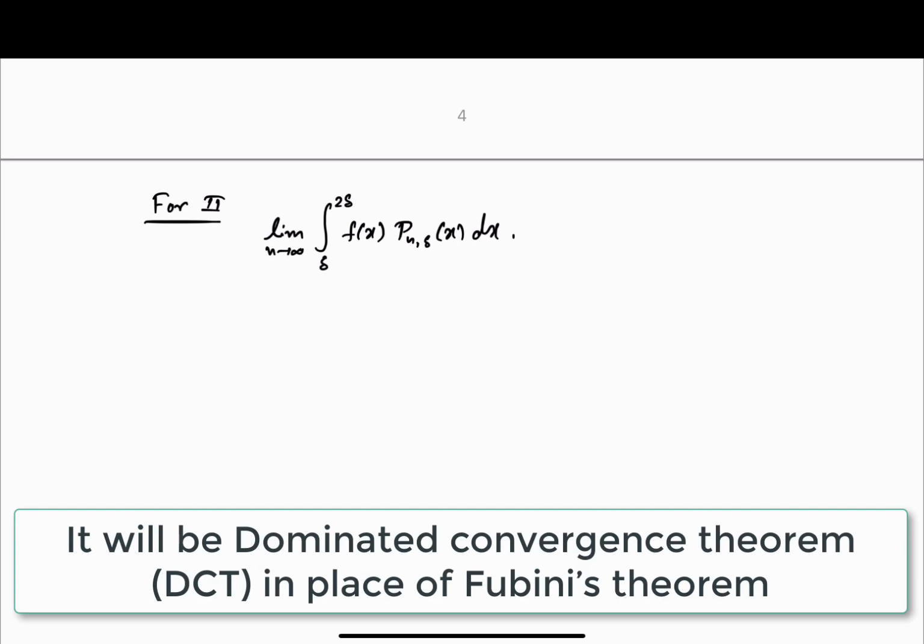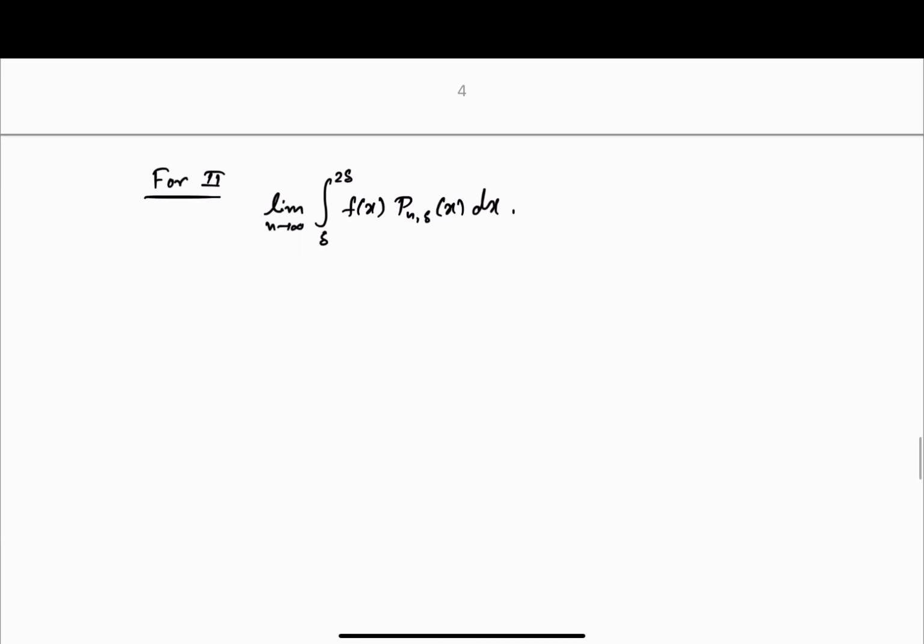This is the easier part. So for part 2, what we have to find is the integral from delta to 2 delta of f(x), limit n tends to infinity of p_n,delta(x) dx. You have to find, right? Here also we can interchange the limit with the integral. Whenever we need to interchange the limit and integral, we need Fubini's theorem, so for that we have to check whether the integrand is absolutely integrable or not. So let's check this one.